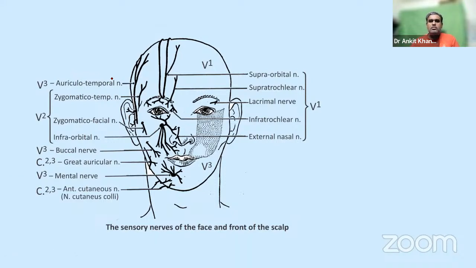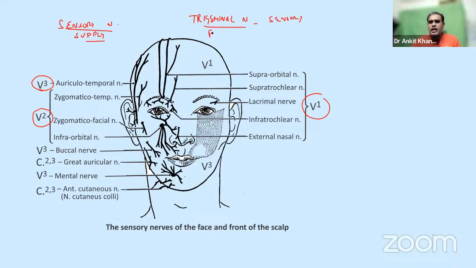So what has been shown over here? This is all the sensory nerve supply of the face. This is a beautiful image, and all the nerves are shown. You have to understand basically that V1, V2, and V3, all of these three, as you have seen, are the trigeminal sensory nerve. It is basically the trigeminal nerve which is the sensory nerve of the face, and it is the facial nerve which is the motor nerve of the face. Please remember it.